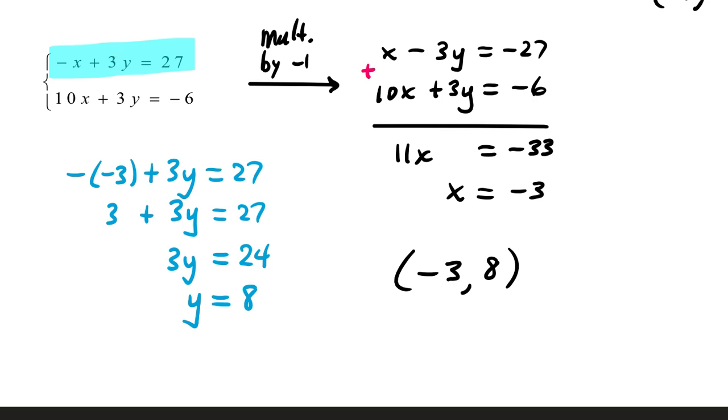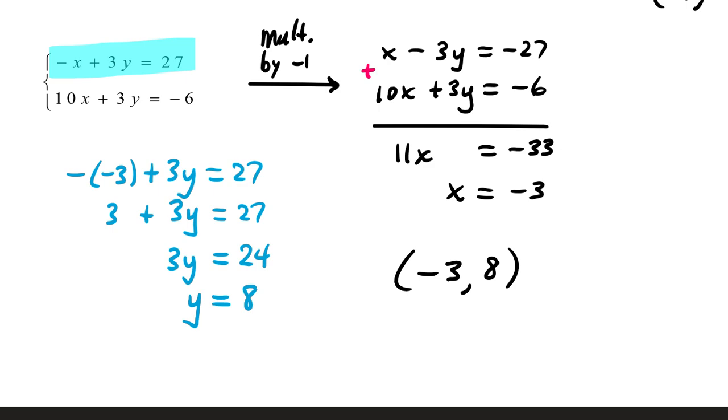Replace x with negative 3. Two negatives make a positive 3. Plus 3y equals 27. You could have substituted into the second equation. Just pick the easier of the two equations to work with. Subtract 3 on both sides. 3y equals 24 when y is equal to 8, and that gives you the second number in your pair.